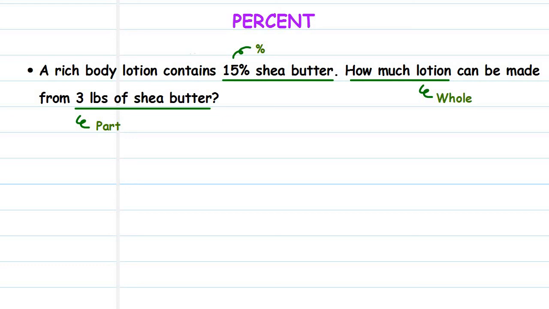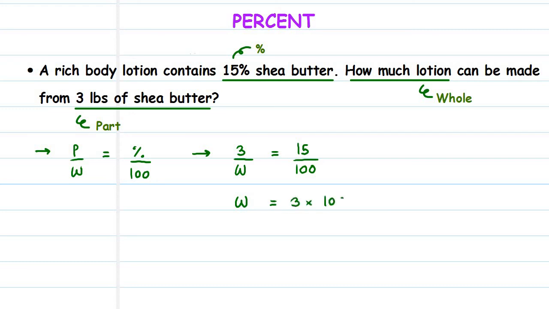Now that we have everything, let's try to plug in the formula. Part over whole equal to percent over 100, and part is 3 shea butter. Whole is what they're looking for, equal to 15% of the shea butter over 100, and whole is going to be equal to 3 times 100 divided by 15.